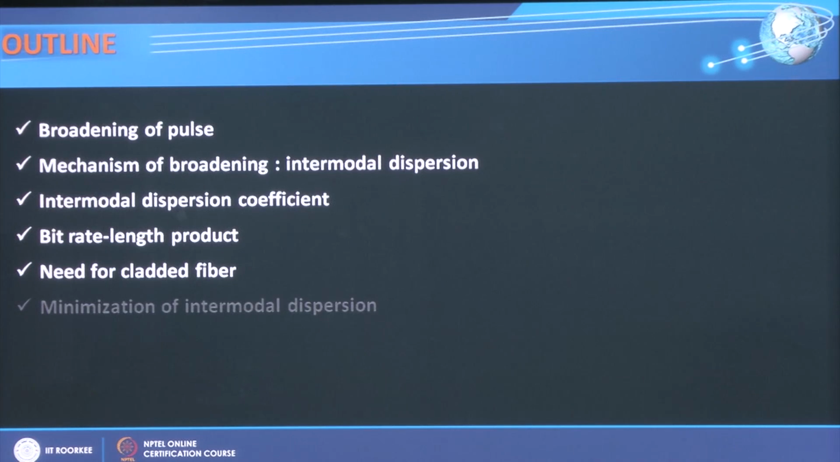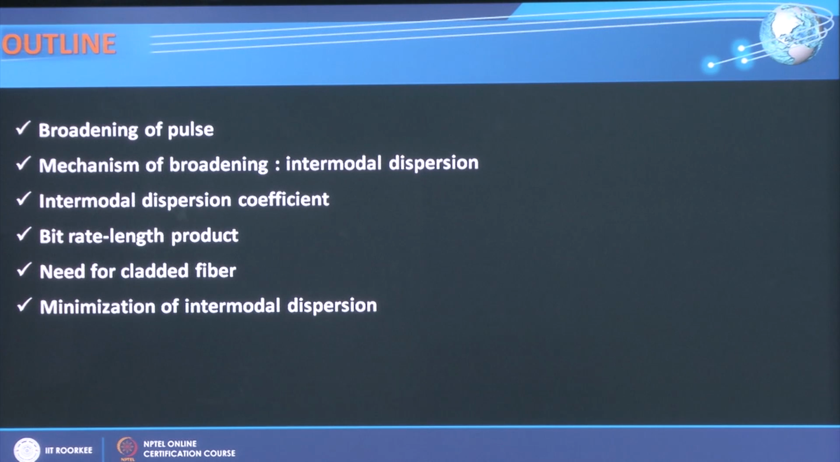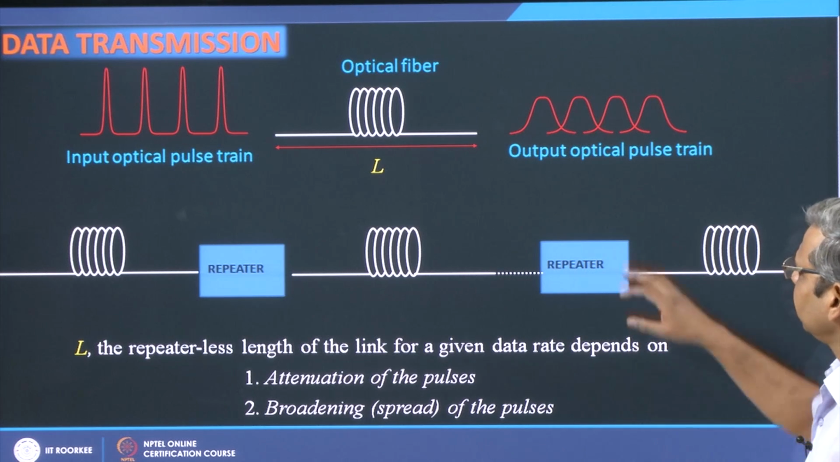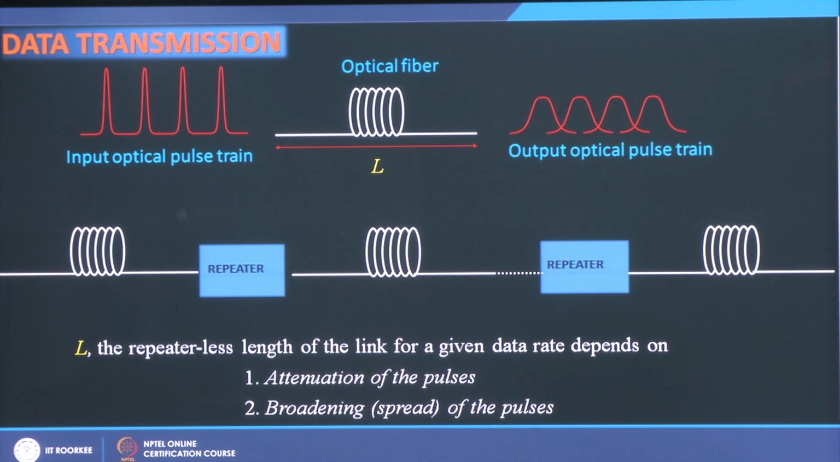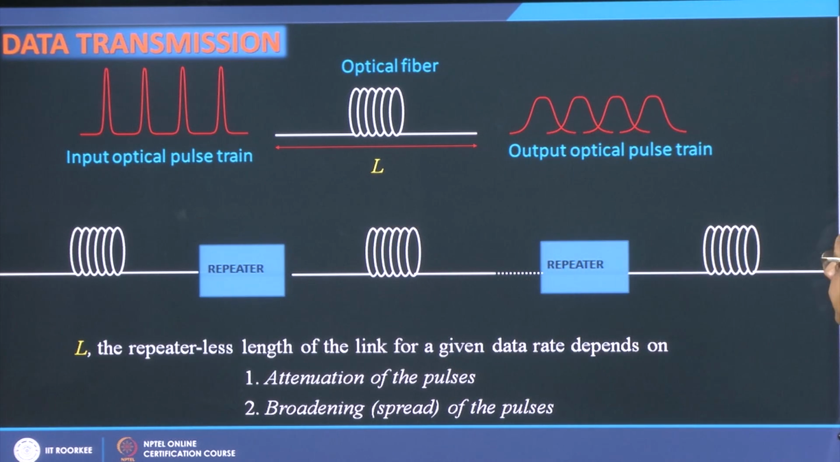You will see in this lecture what is the need for cladded fiber and how can I minimize intermodal dispersion. So, again I go back to this slide and particularly focus on the broadening of pulses. So, the input pulse train gets broadened and let us see what happens because of this broadening.